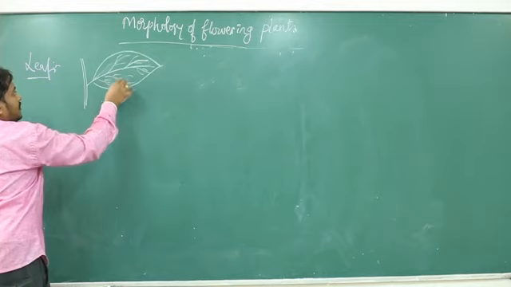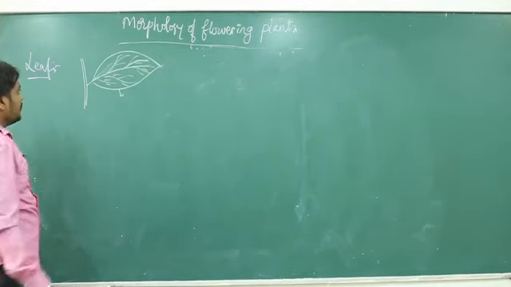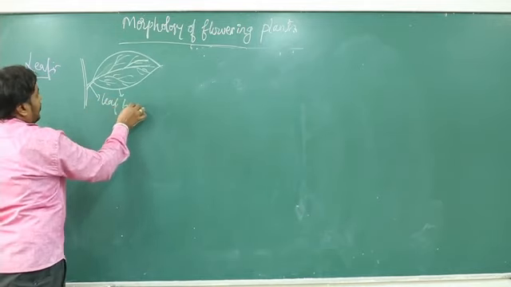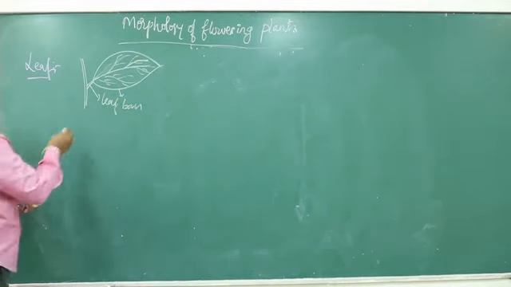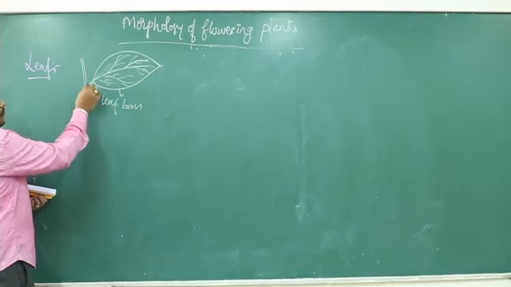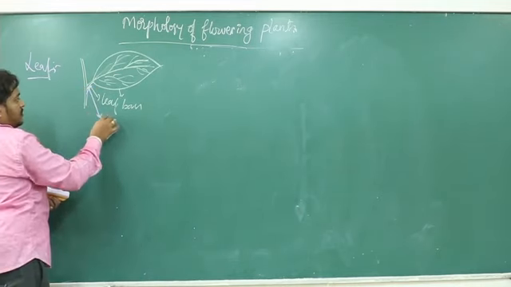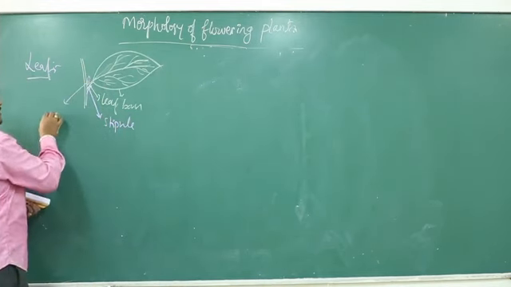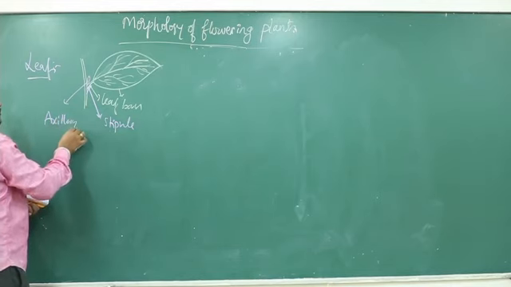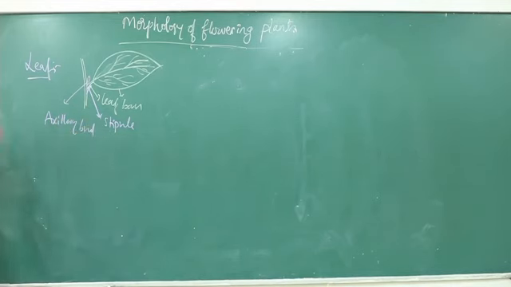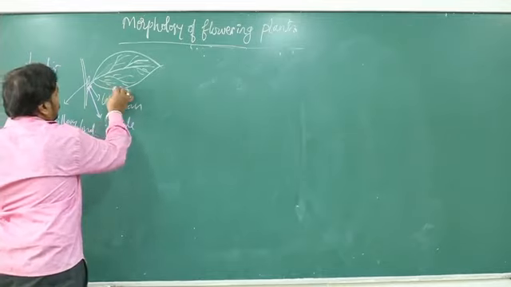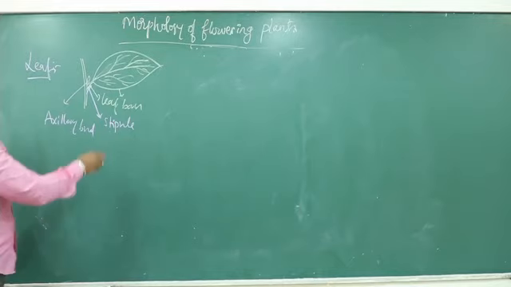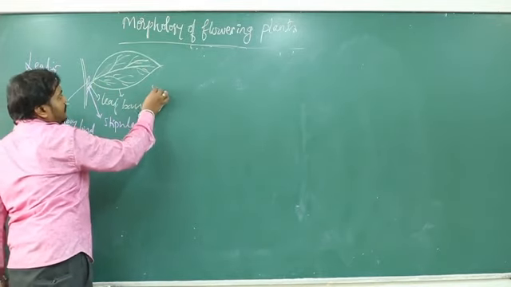It looks like this. This is called the leaf blade or leaf margin, and this is the leaf base. At the leaf base, a small appendage is produced to protect the leaf in the bud condition. This is called the stipule, and one bud is there called the axillary bud. The entire lamina, this is called the lamina. If the leaf has a single lamina, it is called a simple leaf.